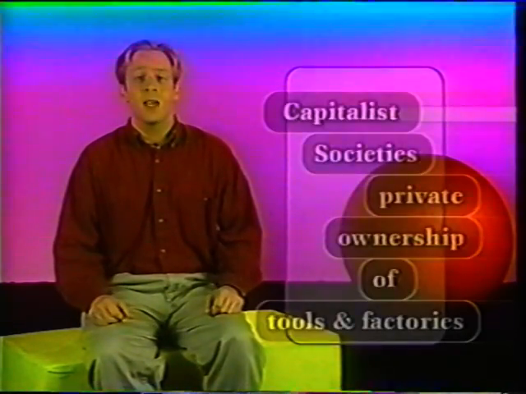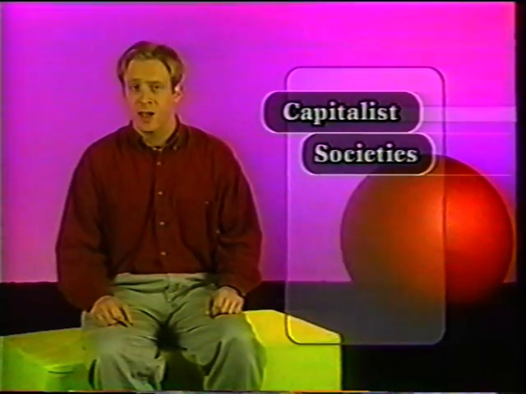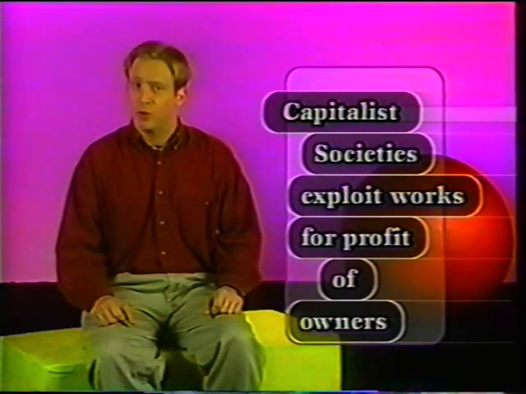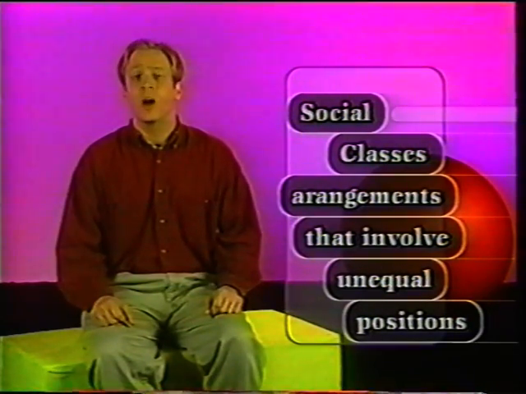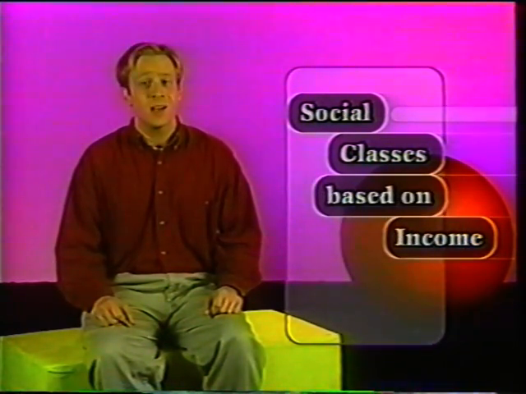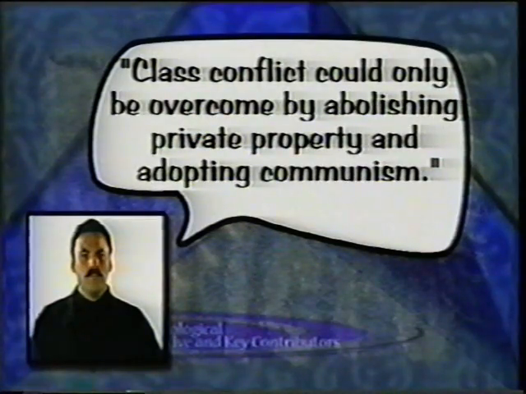According to Marx, capitalist societies are those that involve private ownership of tools and factories and that exploit workers for the profit of owners. He said they produce social classes, which are arrangements that involve unequal positions based on income, wealth, and a person's place within a system of economics. Marx argued that class conflict could only be overcome by abolishing private property and adopting communism.